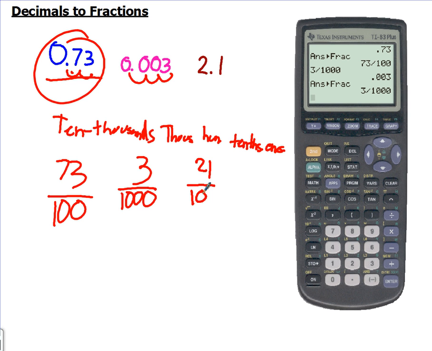And now we can use the calculator to also try to figure that out. So 21 divided by 10 would be 2.1. Now let's go to math, fraction, and enter. And as you can see, our answer would be this value.